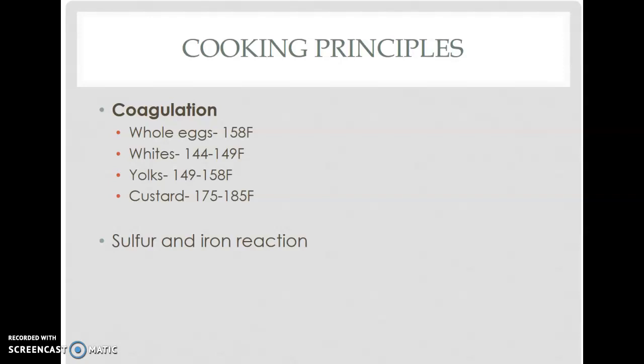I do want to note the sulfur and iron reaction. This is that green coloring around the yolk. If you've ever hard-boiled an egg and you're like, oh, something's wrong with my eggs, the yolks are all green on the outside. That's because you overcooked them. You cooked them too long. So the sulfur and the iron in both the white and the yolk reacted with each other, causing that green.